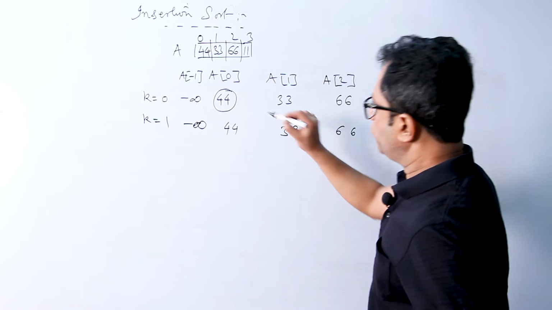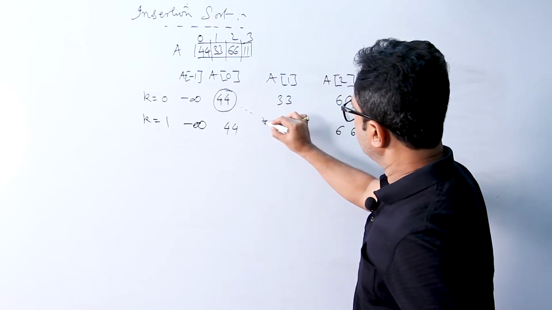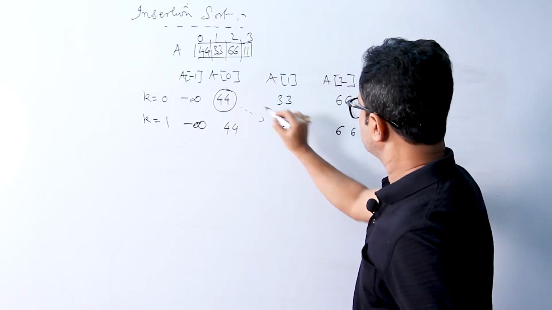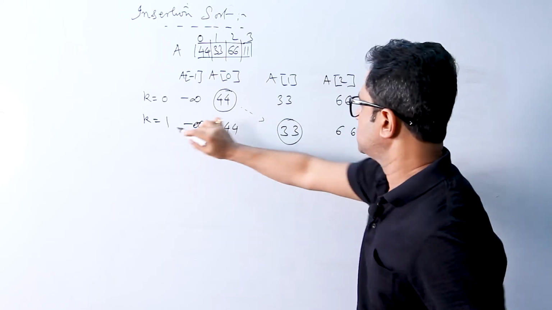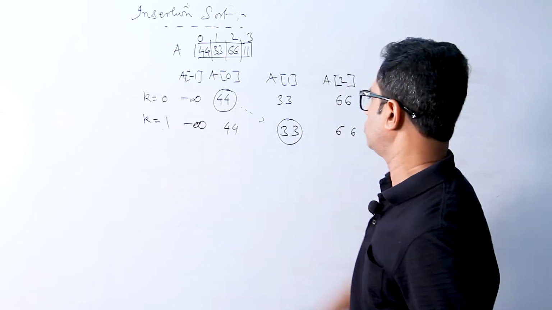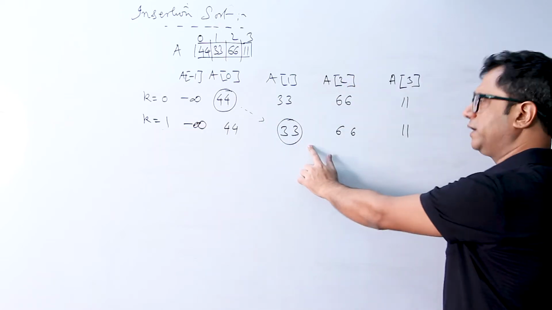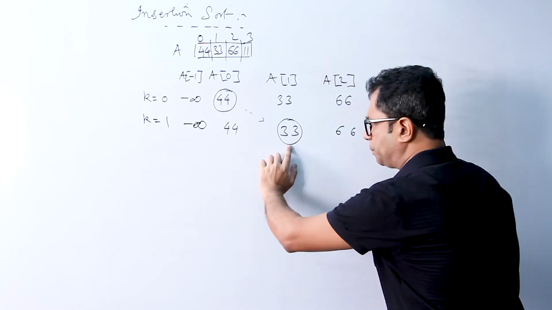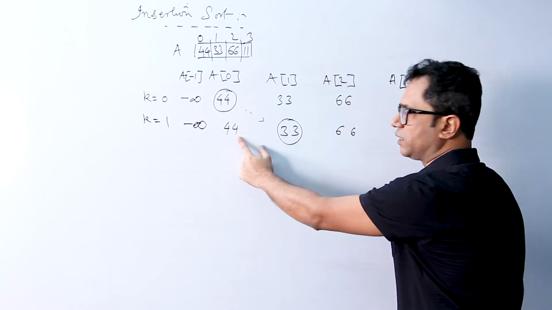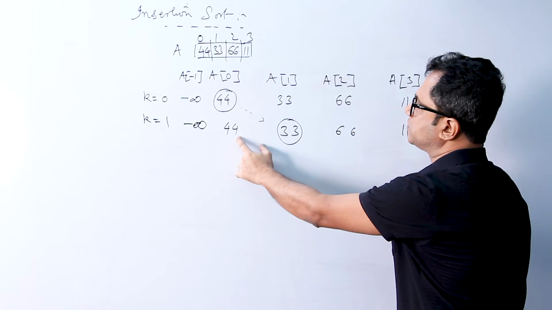Now we will come in a diagonal fashion and encircle this 33 in this number 1 step, that is the k is equal to 1 step, and again compare this 33 with the left neighbor, that is 44.